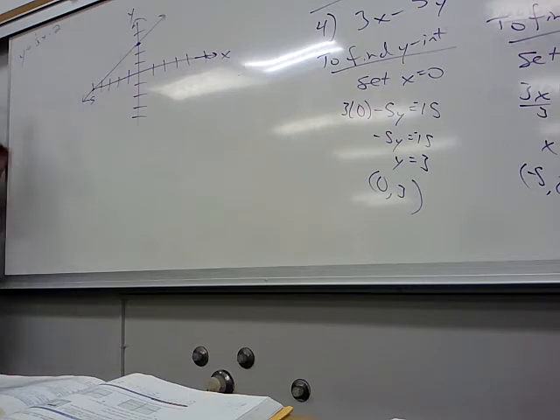Because if I make x 0 to find the y-intercept, x equals 0, so y equals negative 2. In fact, you can see that from mx plus b. I know that's the y-intercept, right? So that's the point 0, negative 2.